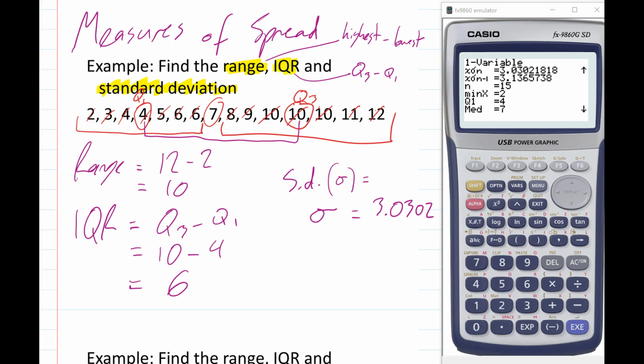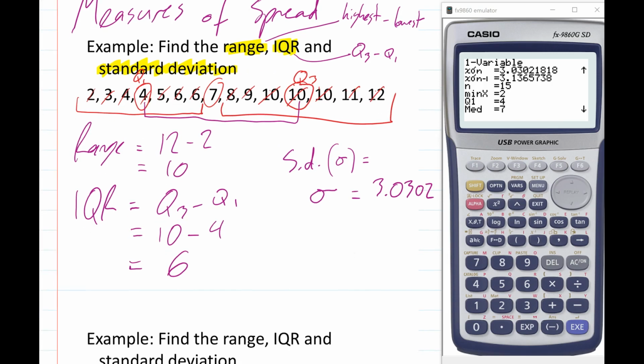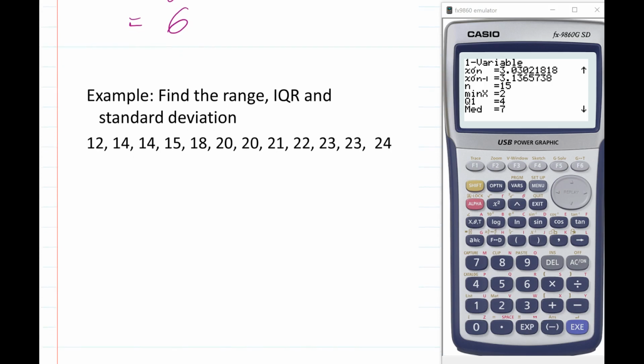So that is finding the range, IQR, and standard deviation. Standard deviation is a measure of how far away from the mean each of the points is in your data set. So I'd like to show you how this changes when you have a different set of data.